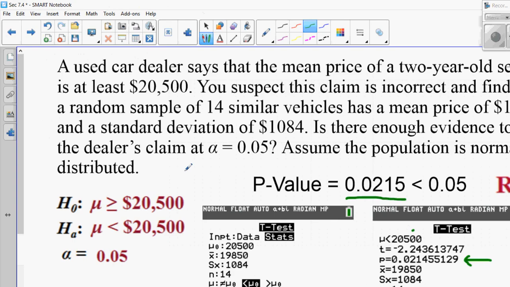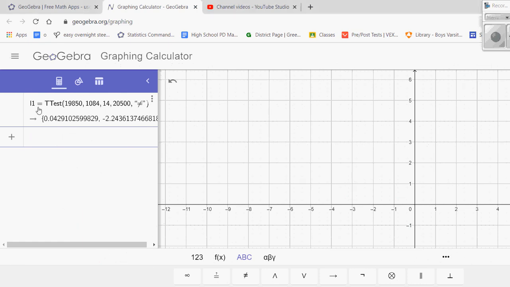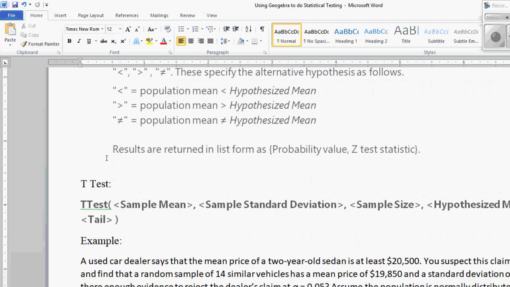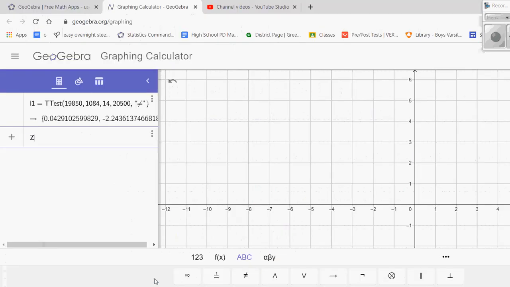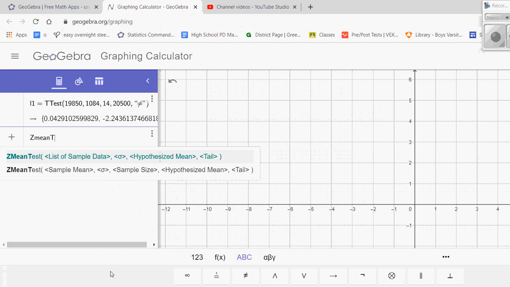So that is how you do a test on GeoGebra. So far we have done a Z test and a T test. Both of those are here. If you do a Z test, the command is on the paper. It's a little different. It is ZMeanTest that you have to type in. You have to put in your sample mean, your sigma, your sample size, your hypothesized mean, your H sub O, and then your tail. Once again, left, right, or not equals.